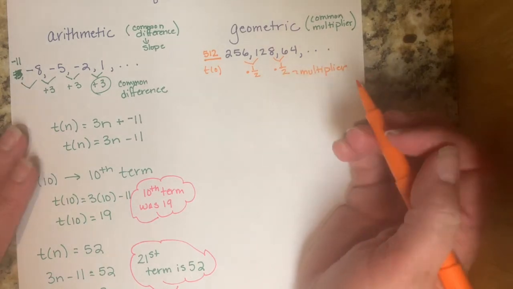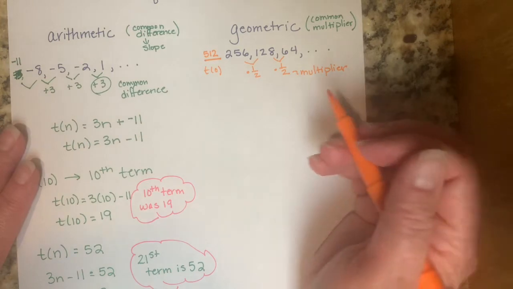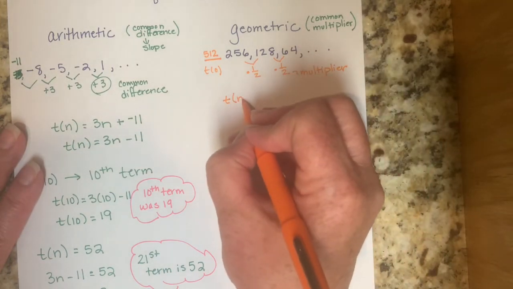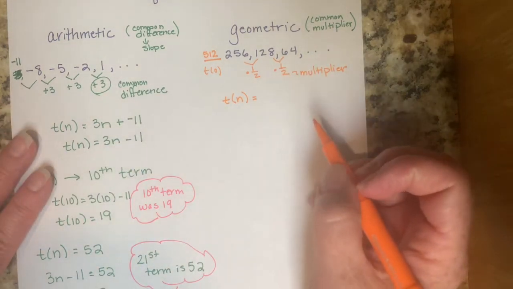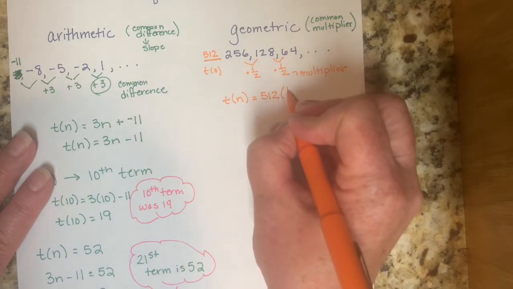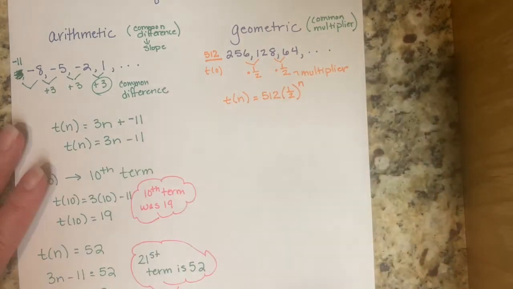So this equation might have been hard back in chapter 5, but now this equation should be pretty easy for you guys to do, because we know that when we are writing our exponential function, our y-intercept is that first number that we're going to use. And our multiplier goes inside parentheses, raised, in this case, to the nth power.